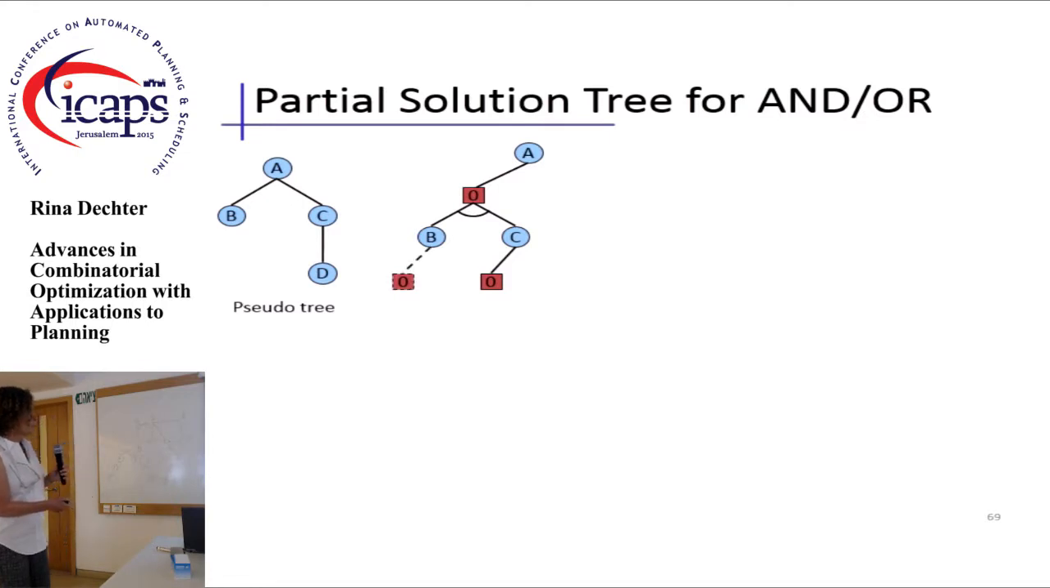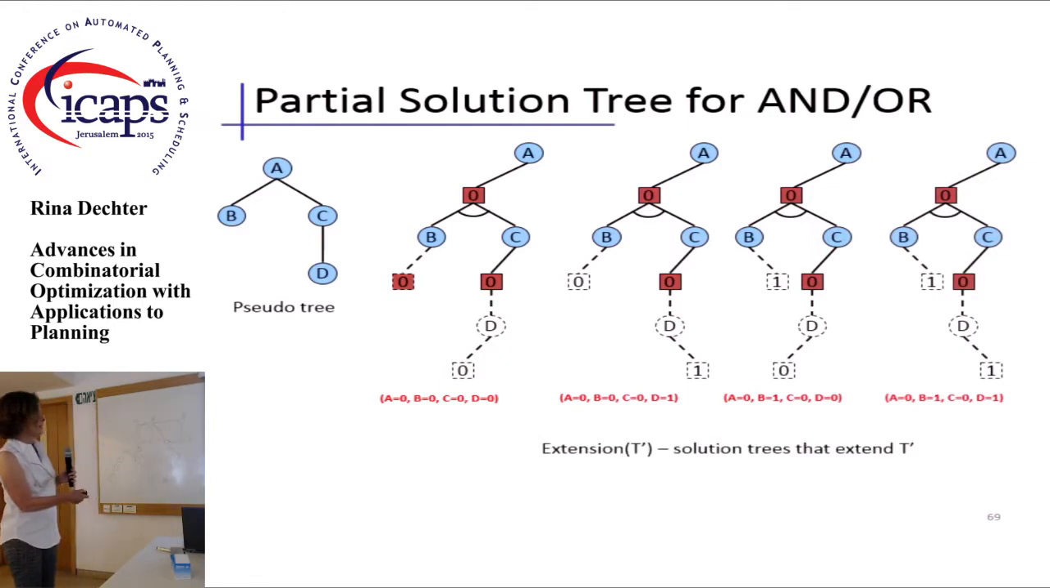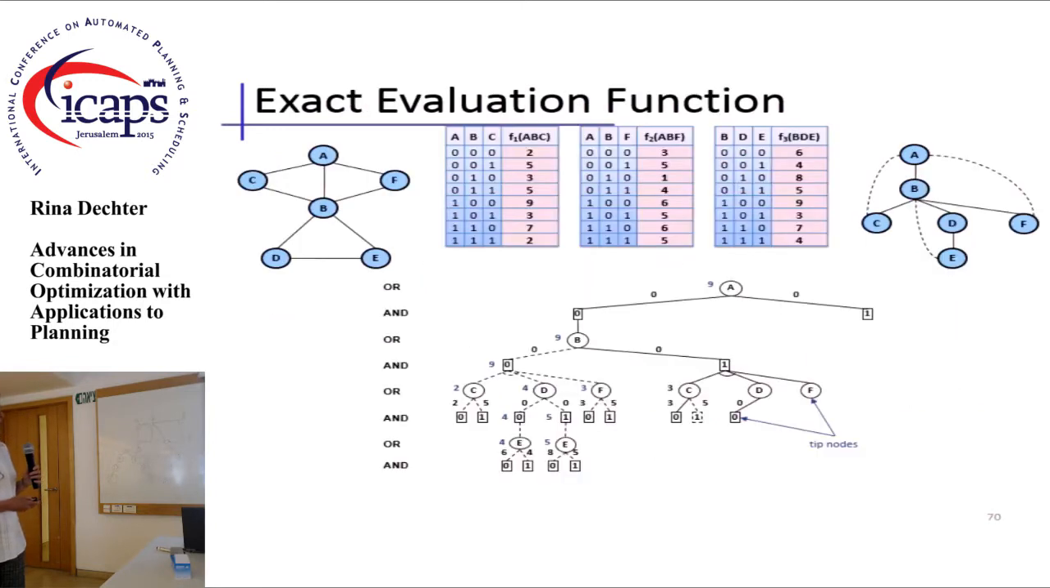The continuation of a partial solution tree is a little bit more complex than a path, because you can extend it in various ways. You can extend B to zero, you can extend D by zero, you have different potential extensions here described, and these are the possible extensions of this initial solution tree, and we need to really decide which one to choose when we are doing the AND-OR search in a depth first search manner, so we can enumerate them.